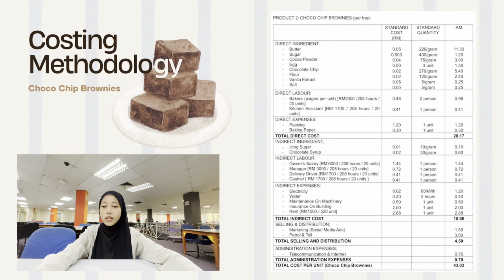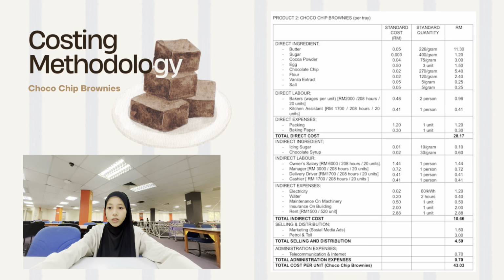For direct expenses, packaging, standard cost is 1 ringgit and 20, standard quantity 1 unit, and the total is 1 ringgit 20 cents. For baking paper, the standard cost is 0.3, standard quantity is 1 unit, and the total is 30 cents. So the total direct cost is 28 ringgit 17 cents.